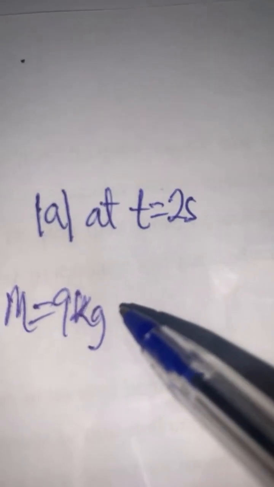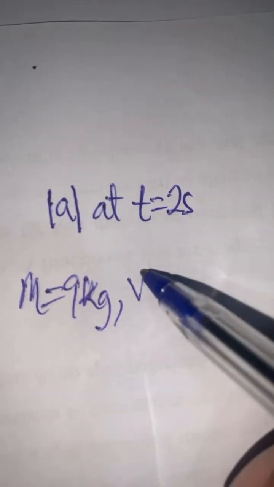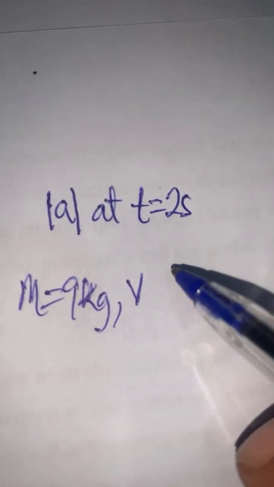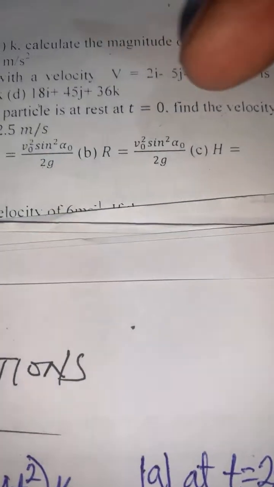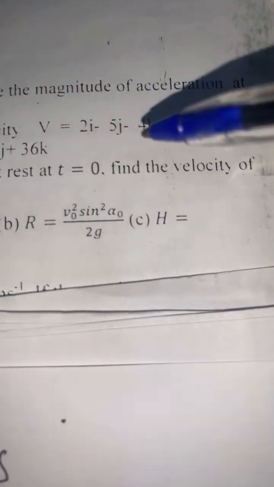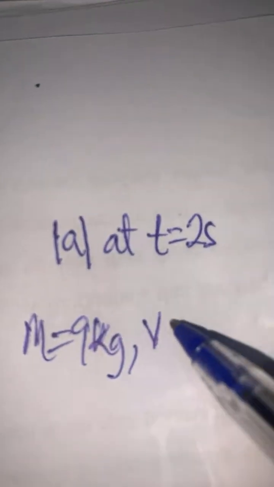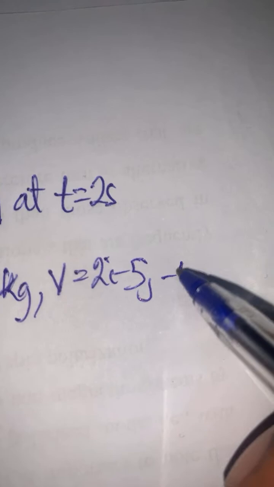Are you sending the answer to the just concluded one or the one we're about to solve? So let's do it together. If you've solved it already, that's okay. So here we have the velocity to be 2i, 5j, and 4k. So we have 2i minus 5j minus 4k.